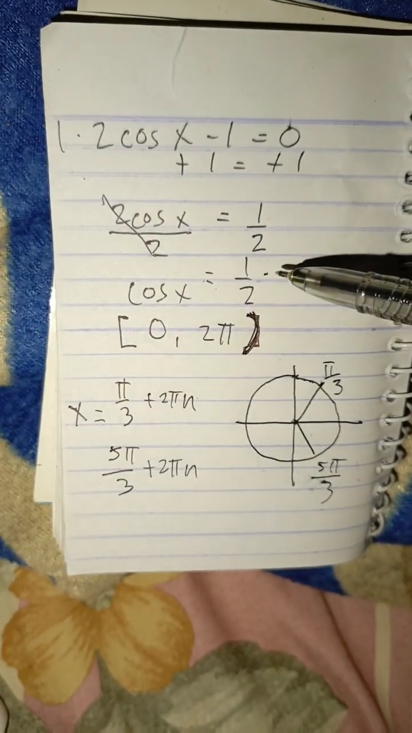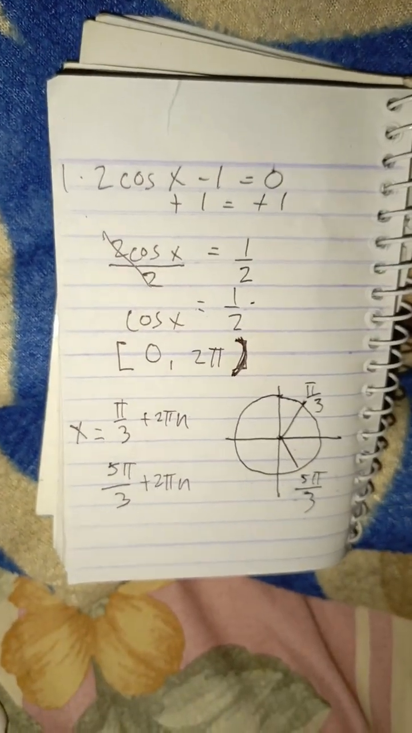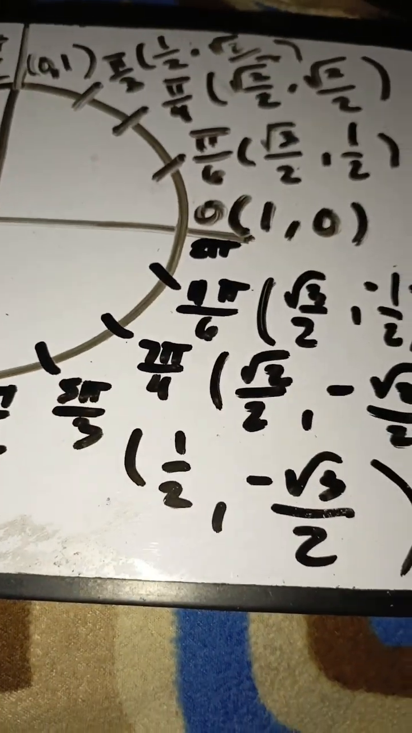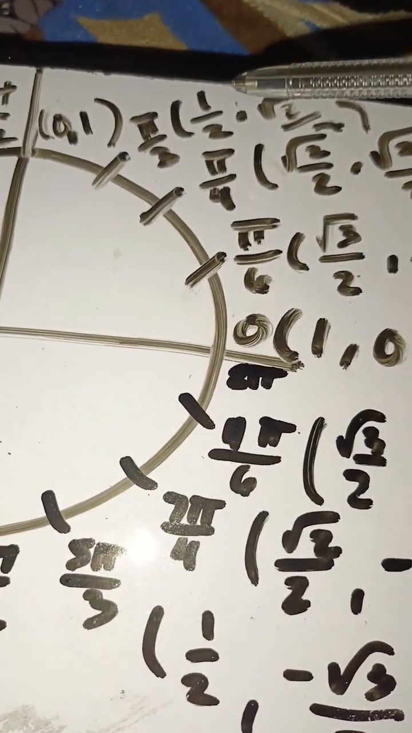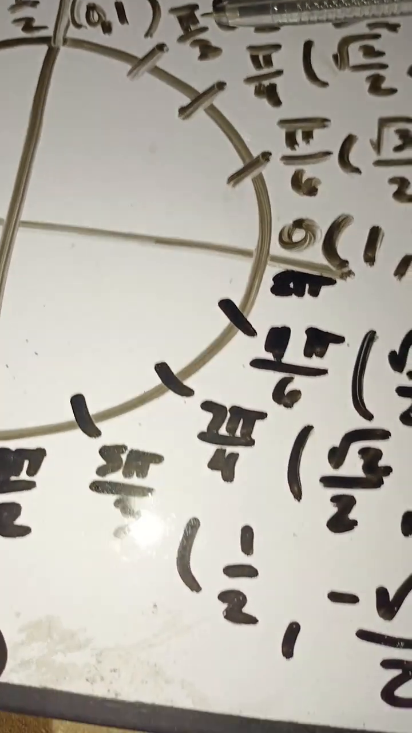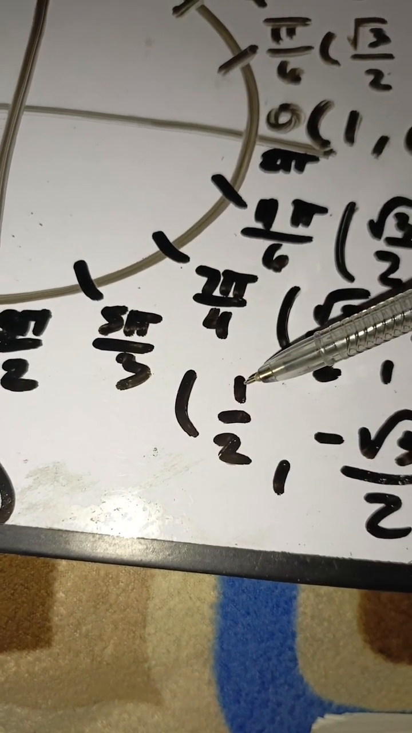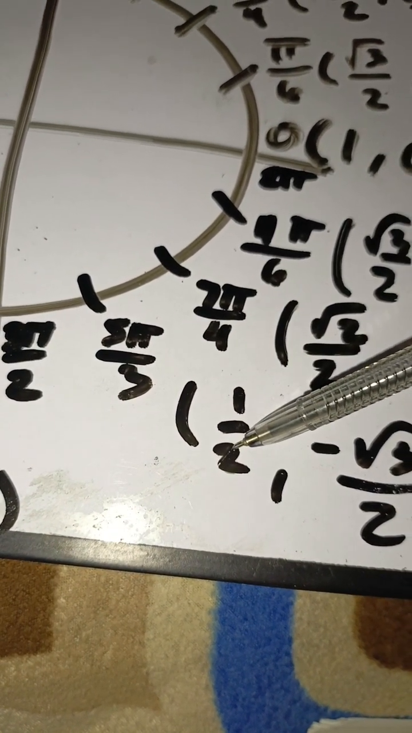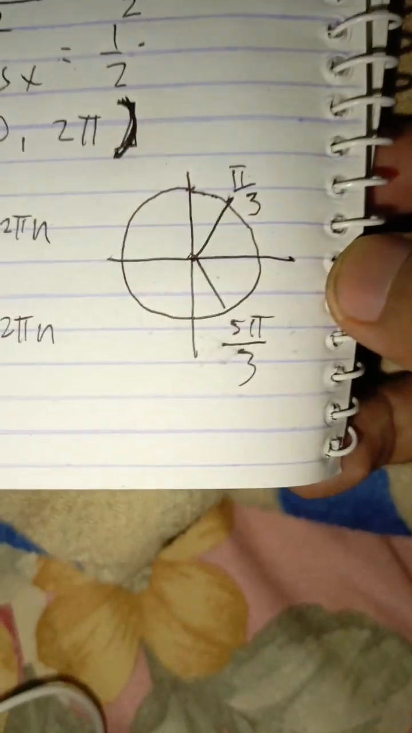When we're talking about cosine, it means the x value. So we're going to proceed to our unit circle. Now, as we can see, here's the 1/2 in the x value, and its value is pi over 3. And also here in the fourth quadrant, we also have 1/2 in our x, and its value is pi over 3. Now let's go back and draw an illustration.